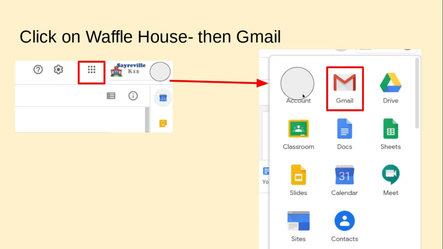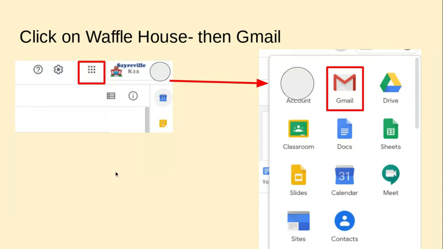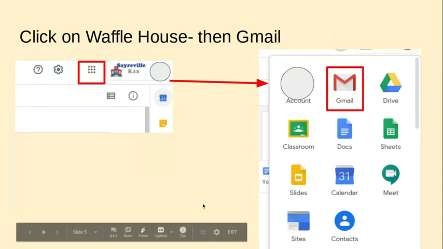Now, you might have noticed these circles here. I borrowed somebody's account and I wanted to protect their privacy. So that's why these are circles. You'd probably have your initial here. So Drive, Clever, Drive, Waffle House, Gmail.